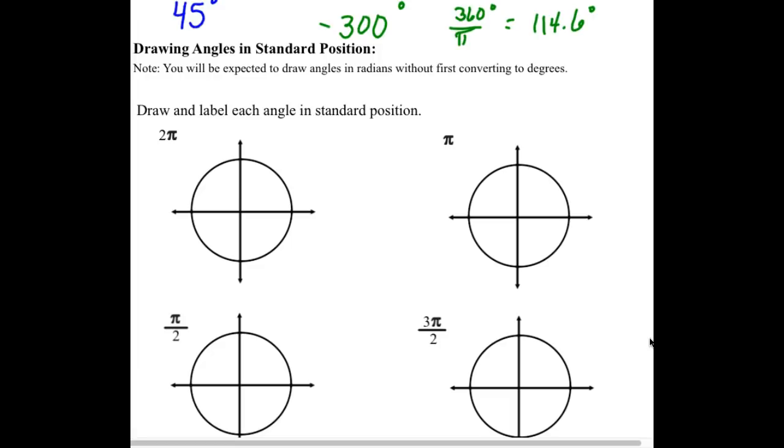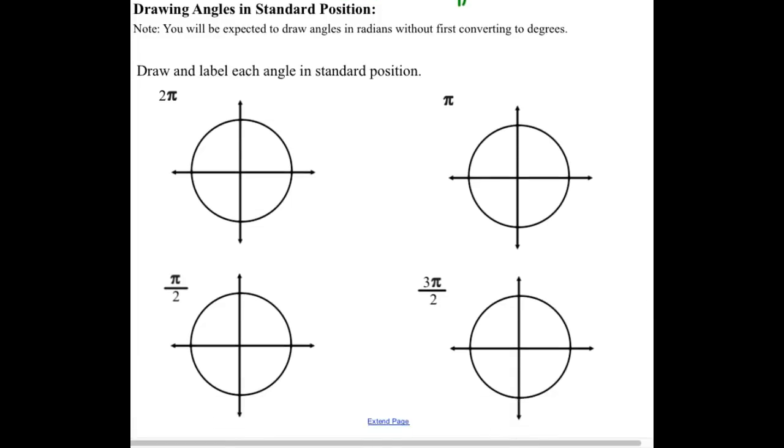All right, we're going to look at drawing angles in standard position, being able to place that terminal side in the correct location. Okay? We're going to start out just with some real basic radian angles. Note it says here, you will be expected to draw angles in radians without first converting them. So I don't want you to look at the angle in radians, convert it to degrees so that you can draw it, and then go back to radians. Okay? You've got to start thinking in terms of radians.